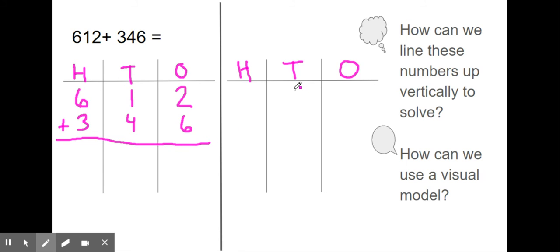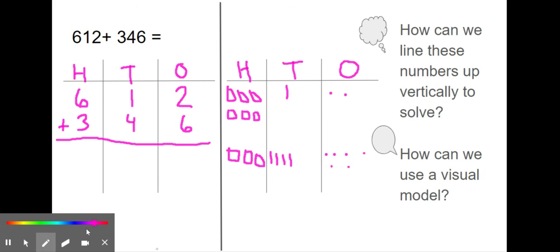Okay, now let me draw my visual model using my hundreds, tens, and ones. So for 612, I have 6 hundreds, 2, 3, 4, 5, 6, 1 ten, and 2 ones. For 346, I have 3 hundreds, 4 tens, 2, 3, 4, and 6 ones. 1, 2, 3, 4, 5, 6.